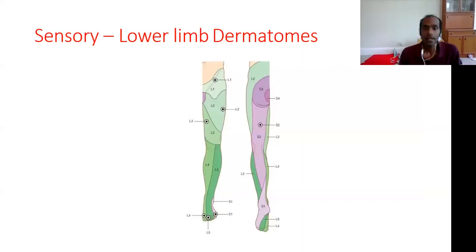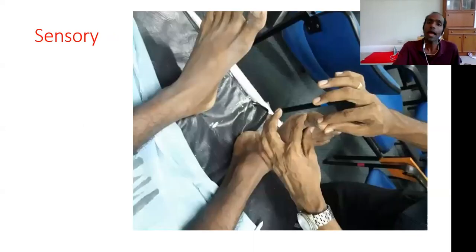Then sensory, you have to know the sensory dermatomes. Like the myotomes, the dermatomes are also very, very important to know. And the joint position sense.